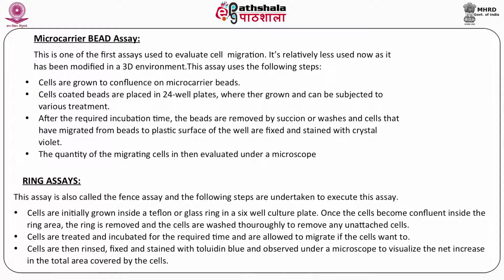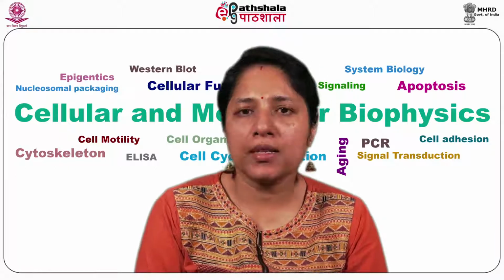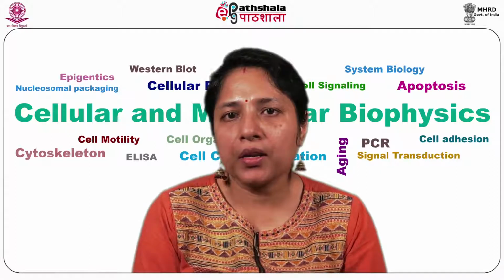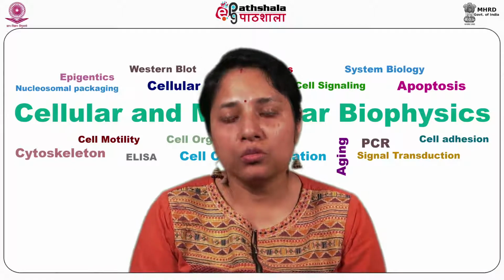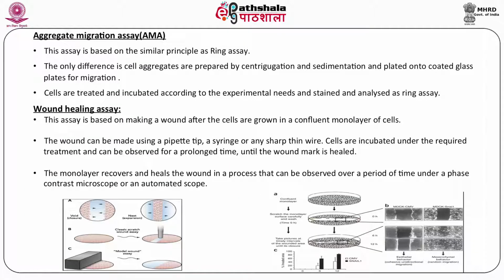Cells are treated and incubated for the required time and are allowed to migrate if the cells want to move further. Cells are then rinsed, fixed and stained with toluidine blue and observed under a microscope to visualize the net increase in the total area covered by the cells. The next method is the Aggregate Migration Assay, AMA. This assay is based on a similar principle as the ring assay.